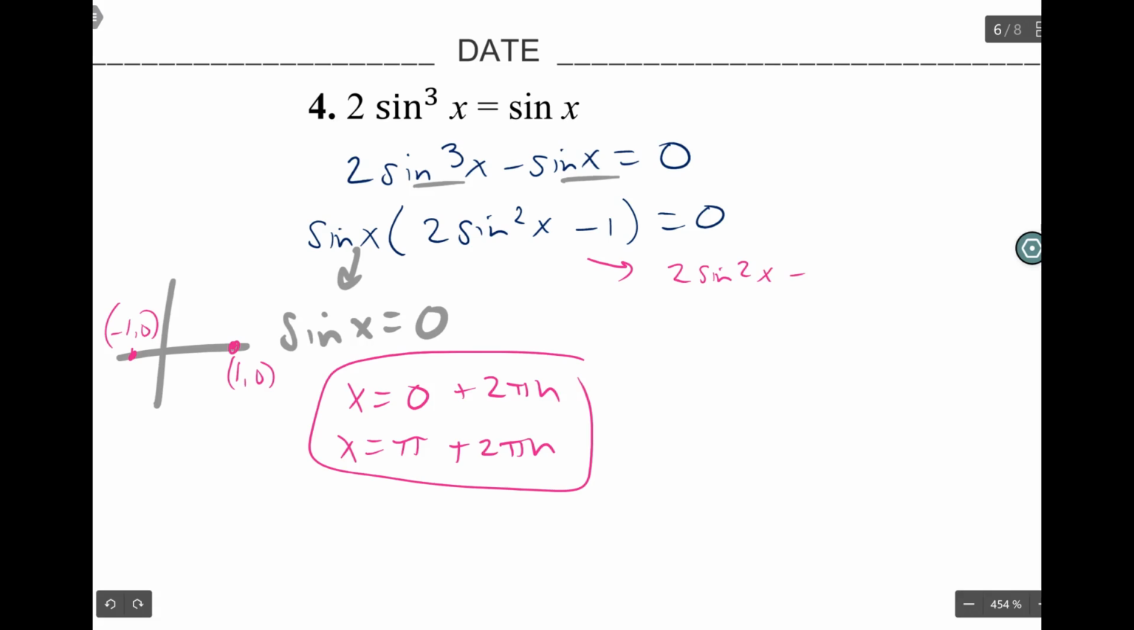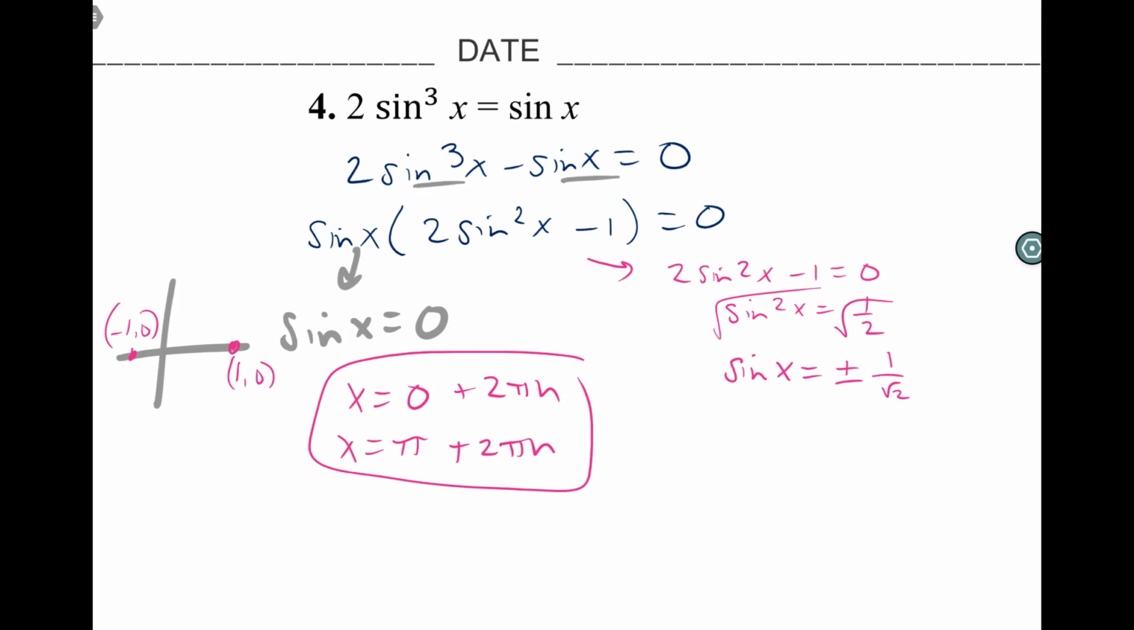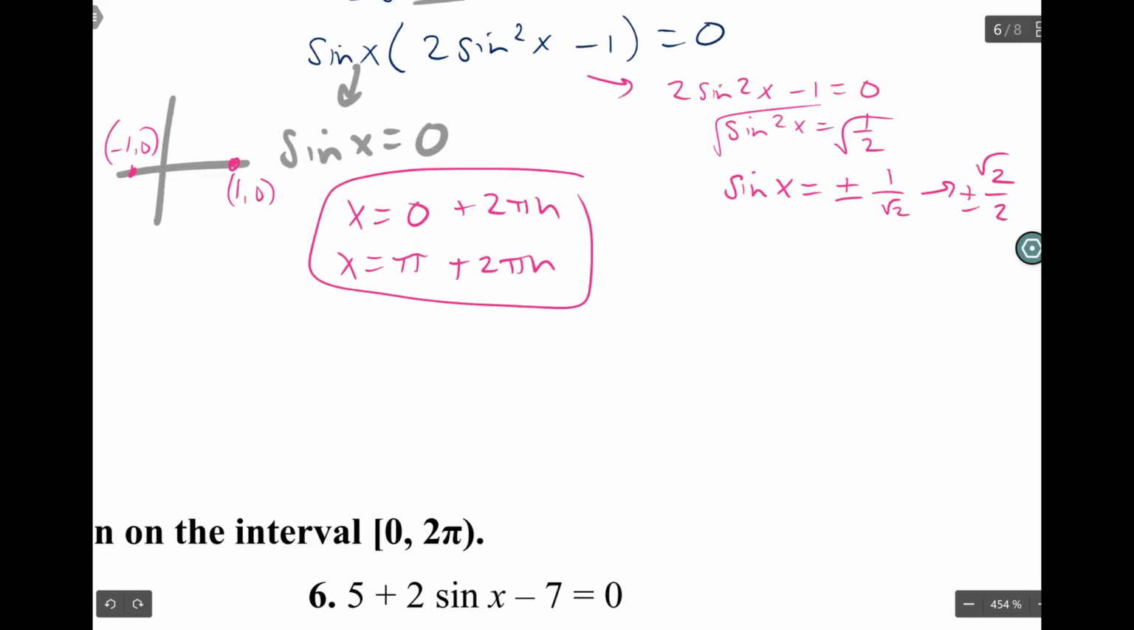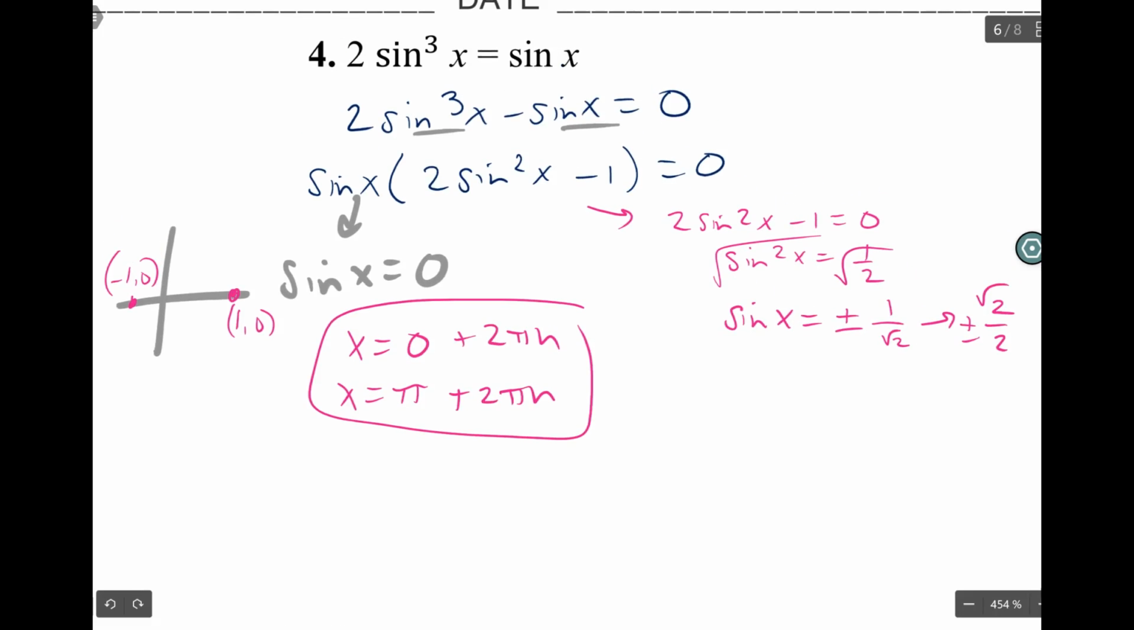2 sine squared x minus 1 equals 0. Add 1 on both sides, so 2 sine squared x equals 1, and divide by 2, so sine squared x equals 1/2. Square root on both sides, so sine of x will be plus or minus the square root of 1 over the square root of 2. Because I square root both sides, the square root of 1 is 1, and the square root of 2 is just square root of 2. Another way to write this, and normally I rationalize it, would be square root of 2 over 2. That's plus or minus. So where is sine equal to square root of 2 over 2?